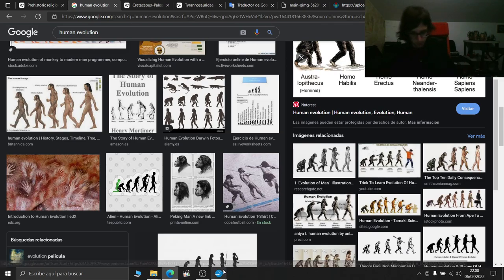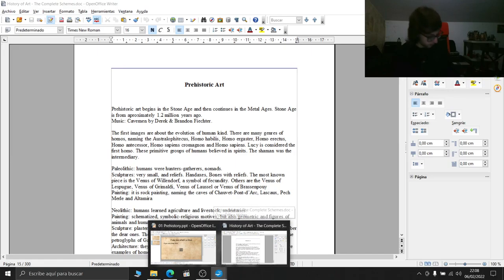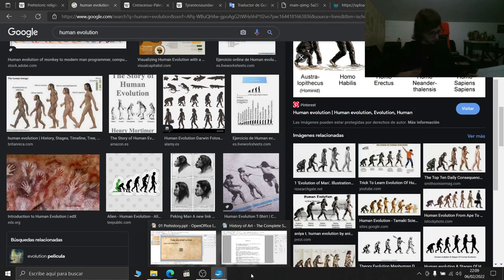And then periods here. I will already start with this, but just going very quick. A quick summary. Periods are divided into Stone Age and Metal Age. In Stone Age, it is Paleolithic, Mesolithic, and Neolithic. In Paleolithic, humans are hunters, gatherers and nomads, and there are small sculptures and reliefs created. And of course, the cave art. One example of art is Altamira Caves.